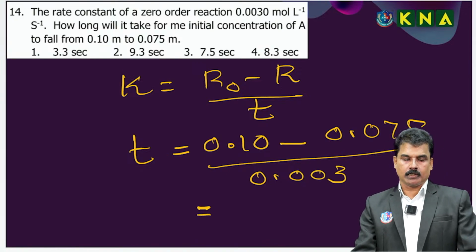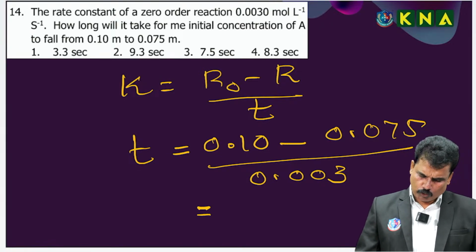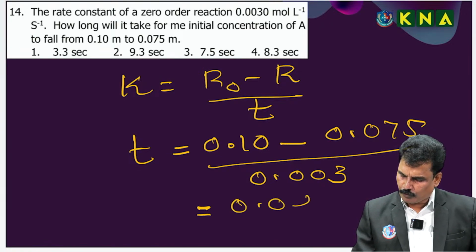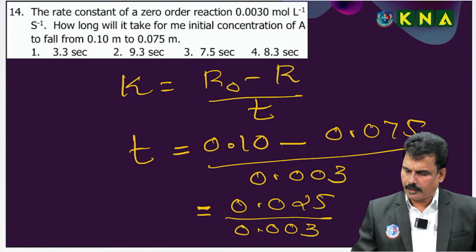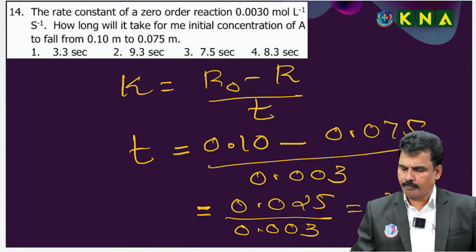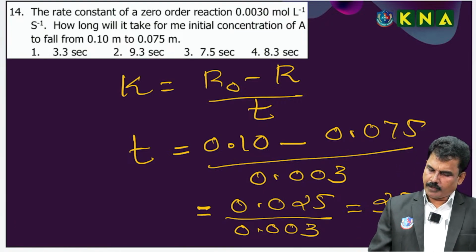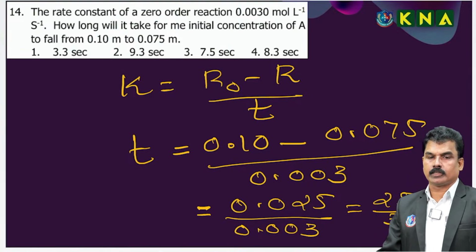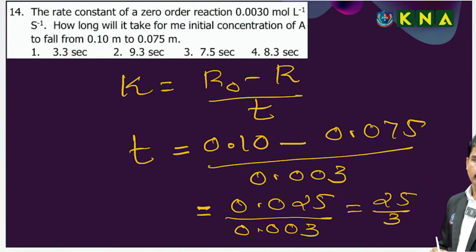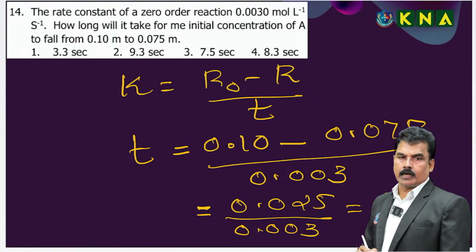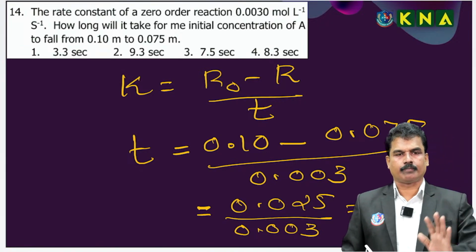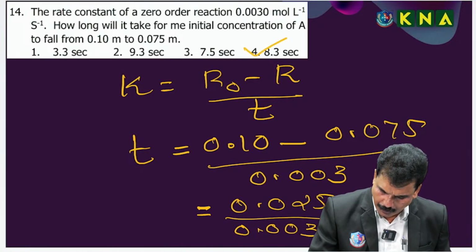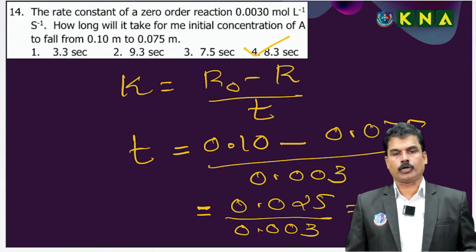When you are taking the difference, 0.1 minus 0.075 is 0.025, divided by 0.003. So the answer is 25 by 3. What is 25 by 3? Answer is 8.3. Direct formula we can apply. Rate constant expression for a zero order reaction, R naught minus R by T. All are given in the question. When you are substituting, you will be getting 8.3. Fourth option is the correct option, 25 by 3.